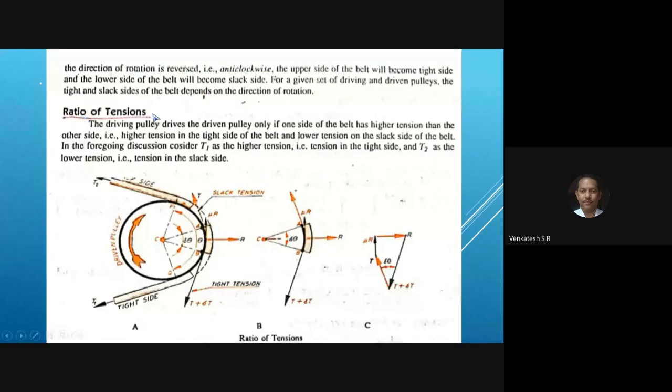Tensions in belt drive, put a colon. Ratios of tensions.